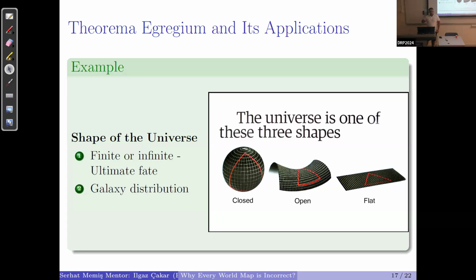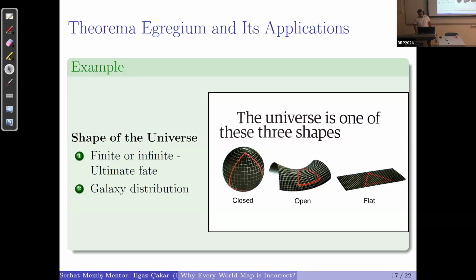And the shape of the universe determines two important things. One is the ultimate fate of the universe. If the universe is flat or open, it is infinite and it is expanding. If the universe is closed, if the Gaussian curvature is positive, it is finite. The other thing is the distribution of galaxies. In one case, galaxies are clustered. In the other case, galaxies are more spread out in the universe. So Gaussian curvature determines some important concepts about the universe.